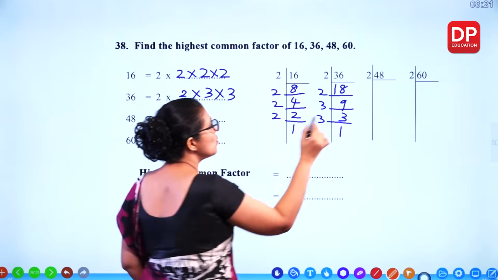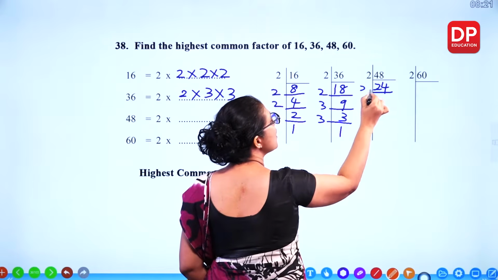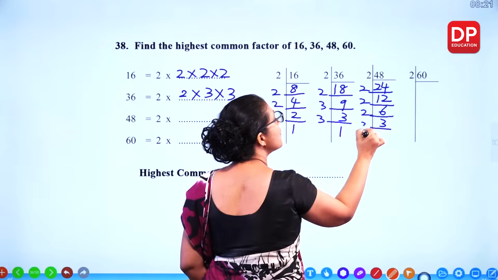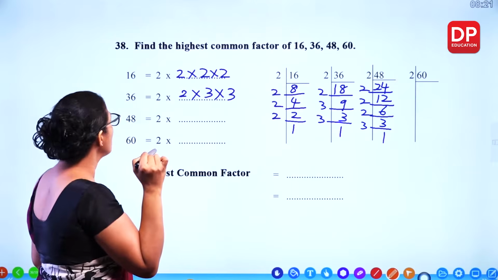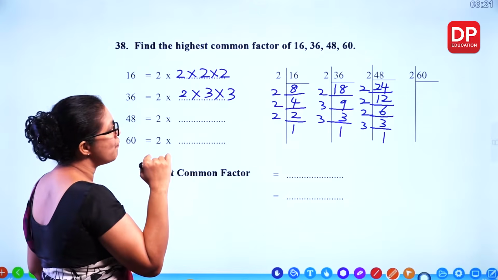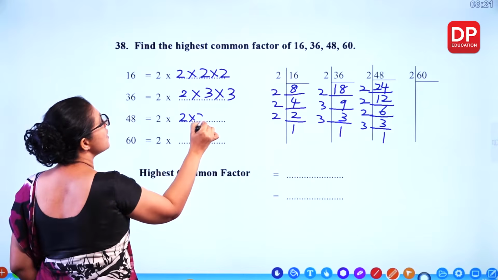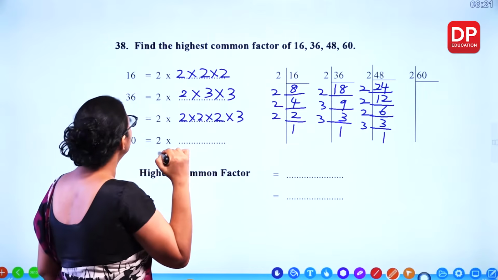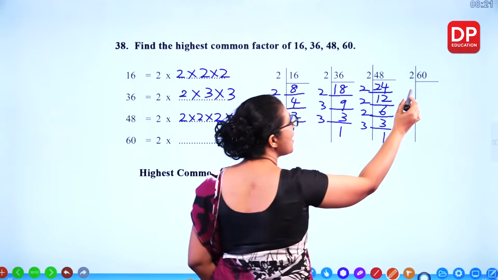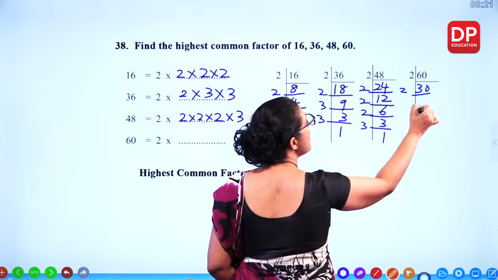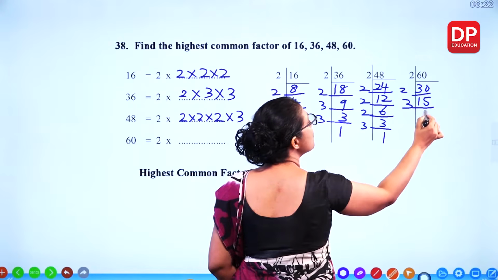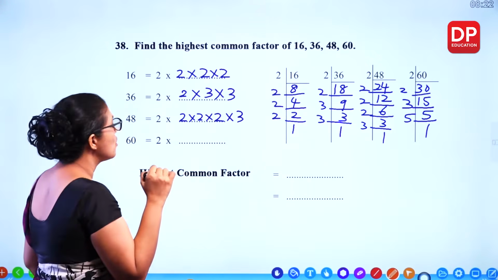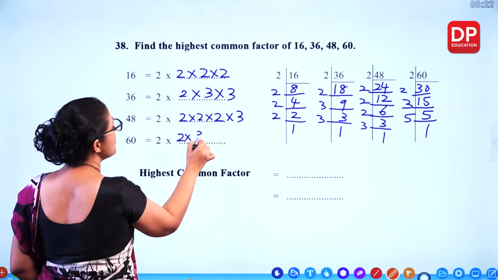48 divided by 2, 24. Divided by 2, 12. Divided by 2, 6. 3, 3, 1. So you get 2, 2, 2, 2 and 3. 60 divided by 2, 30. Divide by 2 again, 15. Divide by 3, that's 5. Divide by 5, you get 1. 2 times 2 times 3 times 5.